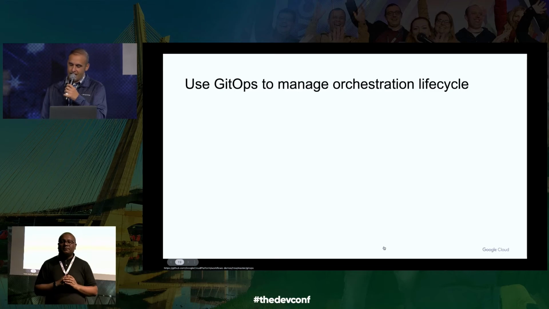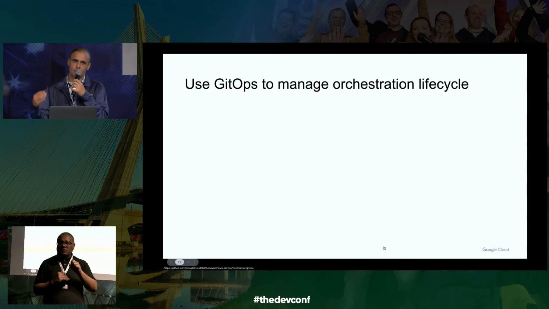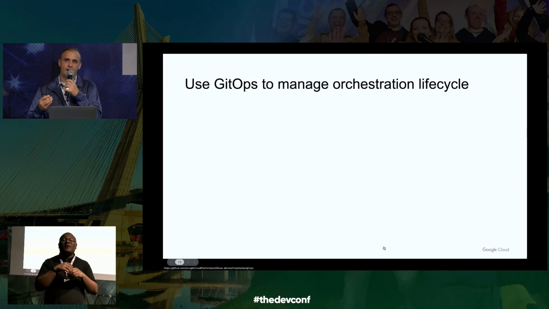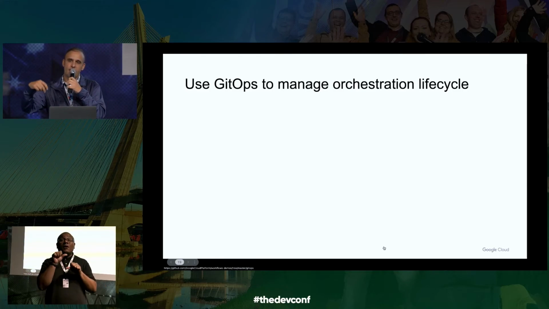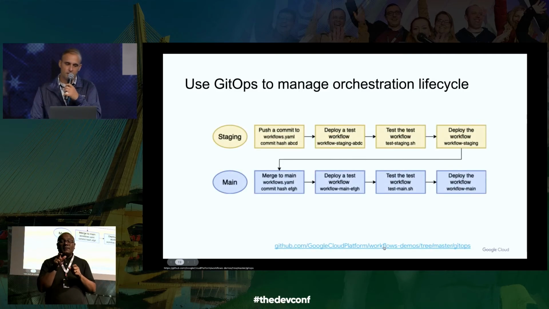All right, another pattern is using GitOps to manage your orchestration. So you probably know GitOps from your code. Usually when you want to change your code, you don't just change it in production. What you usually do is create a branch, like a staging branch, for example, and then make the change there, run some tests, and once those tests are successful, you merge the change to the main branch, run some more tests, and then you deploy to your production, right? Usually that's what you do with your code. Well, you can do something similar for your orchestration as well.